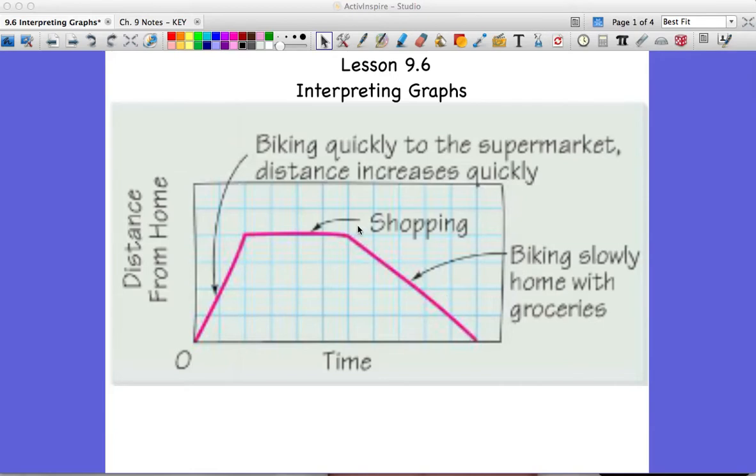Now, the reason we don't continue up the graph is because since we're going home, we're not getting further away from home. Okay, so the distance from home, we're getting closer to home. So we actually have to get back to 0, which is home.